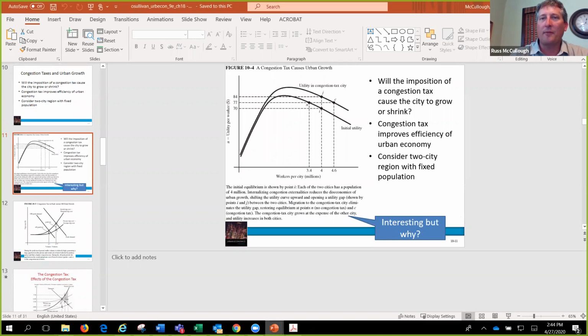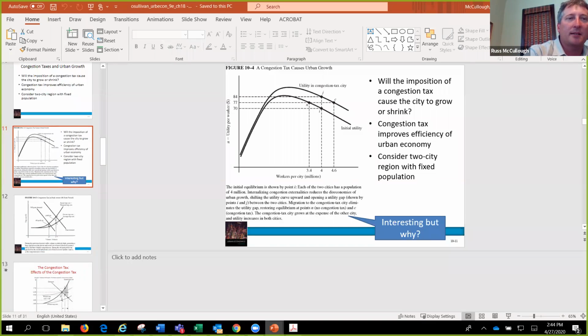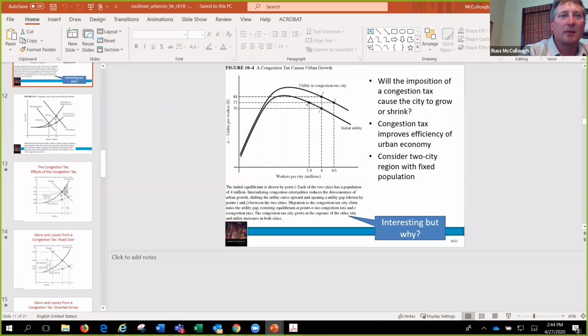We use this graph again with the utility analysis to think about what happens if a city implements toll roads and now it's more efficient. What would be the transition that we'd expect? So we had people moving to the city where it's more efficient, but then that of course adds more congestion until the utilities are equalized. So same story we told earlier.